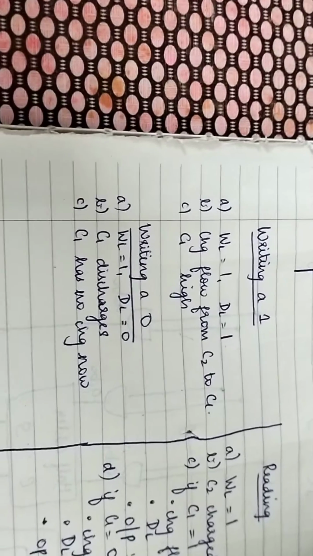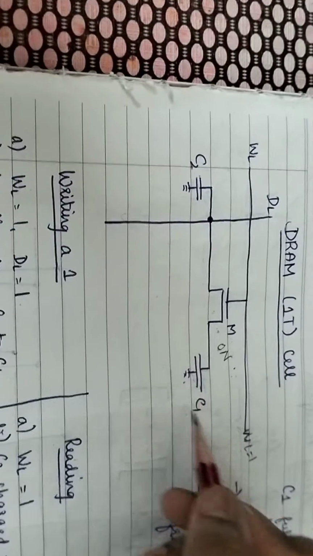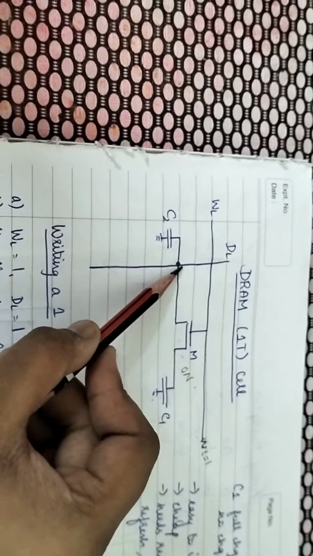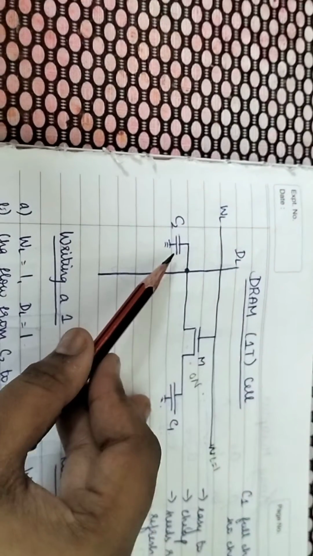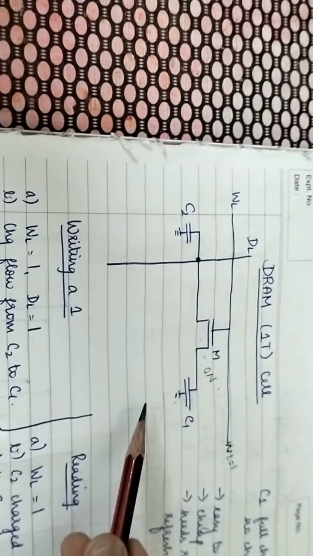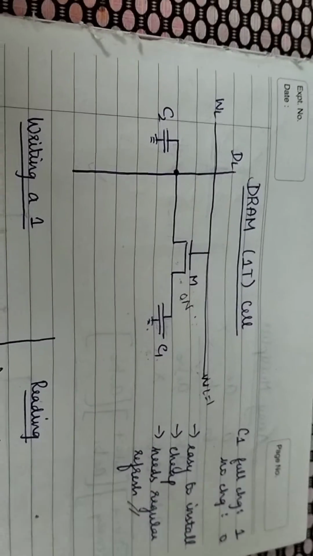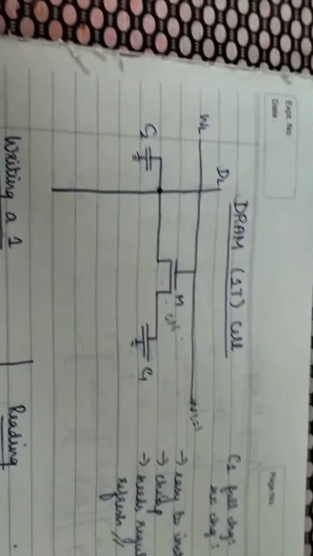So what happens is, C1 discharges, because now C1 contains some charge. If it is a 1, it's high. If not, let's say the charge is slowly decreasing, it's some non-zero value. But at this point DL is 0, so the voltage over here is 0. So charge flows from C1 to C2 until C1 is empty, it is devoid of charge. So now C1 has become empty, meaning C1 now carries a 0. That is how we perform the write operation.